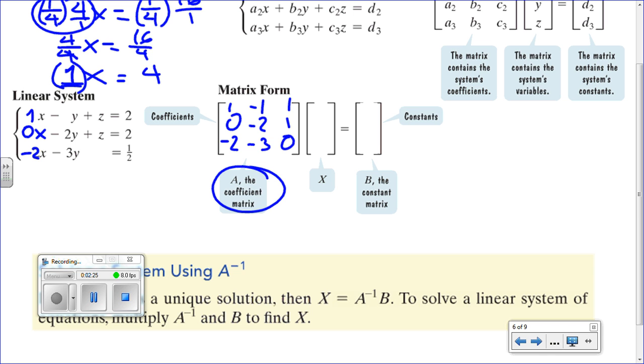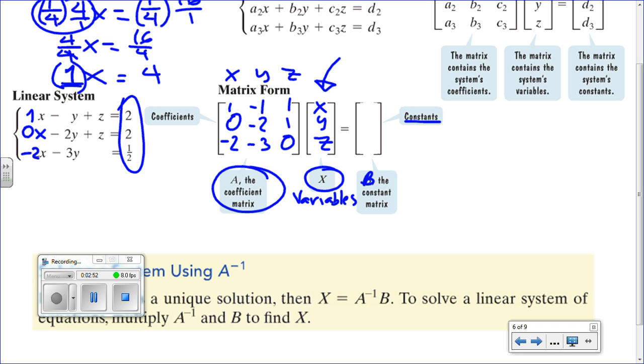Then the next matrix will be the variables. So in this case, our unknown variables are x, y, and z. And if we started writing our coefficients in x, y, and z order, we have to keep the same order when we write this matrix here, okay? And finally, matrix capital B is going to be the constants. So the numbers here after the equal sign: 2, 2, and 1/2. Like that.